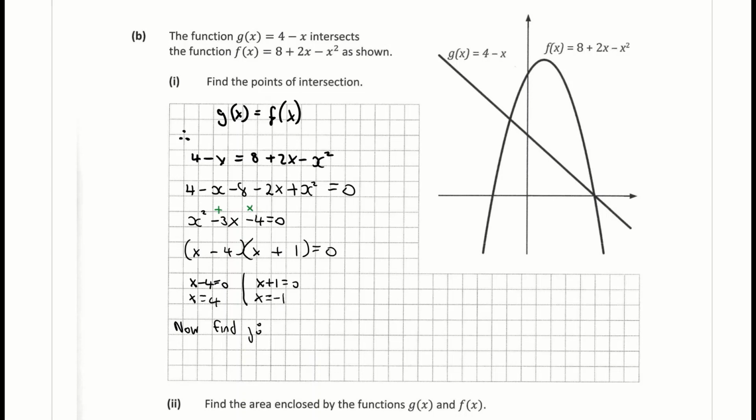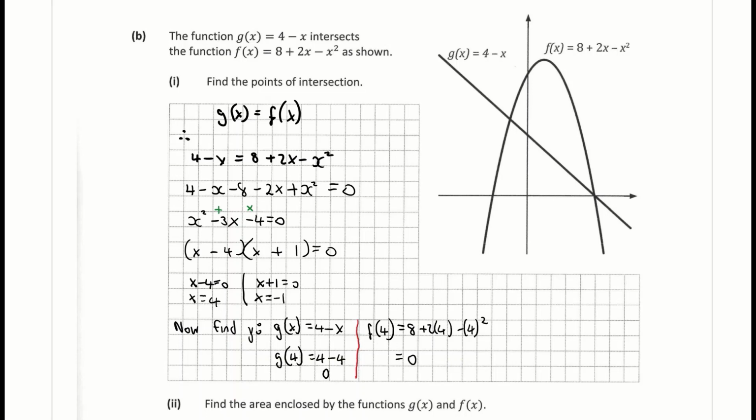And what I'm going to do is I'm basically going to sub in my values of 4 and minus 1, my x values, into g of x and f of x. So let's start off with g of x, which is 4 minus x. And if I sub in, so let's say 4 to begin with, I get 4 minus 4, which is 0. Now you can check yourself. Well, let's do it out very quickly. If I do out actually f of 4, hopefully you can spot there that you should get the same answer as 0. So if I sub in 4 into the f function, I should get 0, which I do.